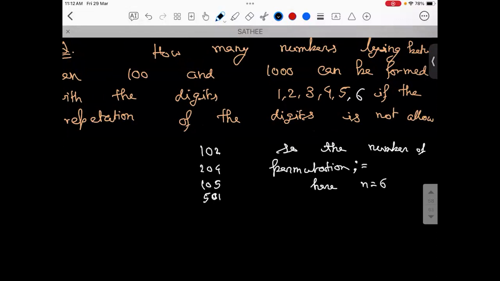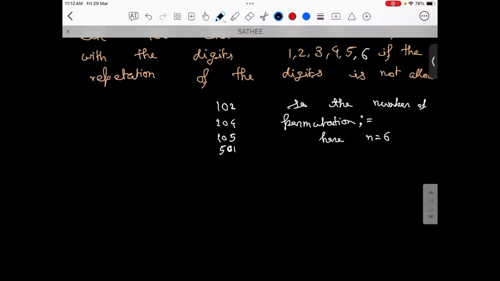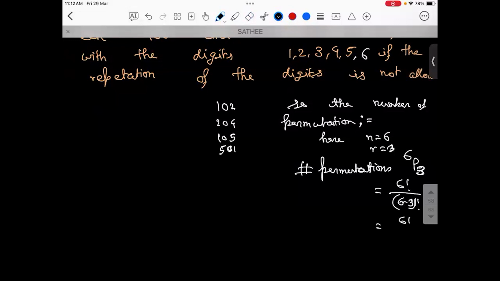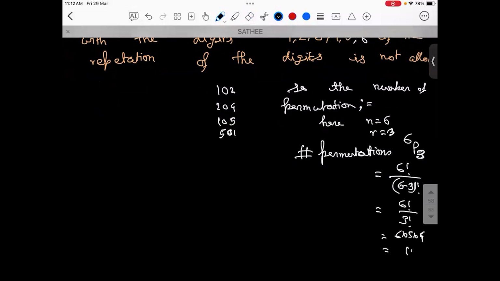So here r equals 3. Then what will be the formula for permutation? The cardinality of the permutations will be 6P3, which is 6 factorial divided by (6 minus 3) factorial, which gives us 6 factorial divided by 3 factorial, which again gives us 6 into 5 into 4, which is 120.